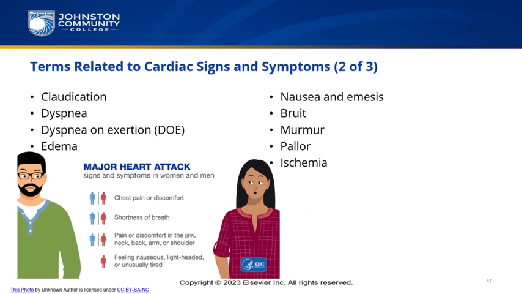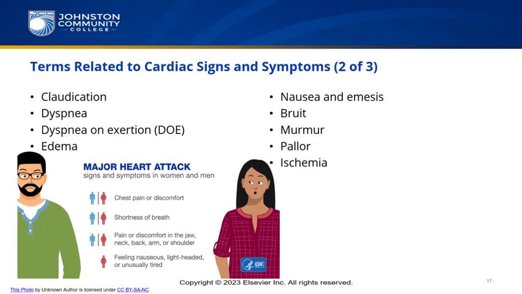Here we have some more symptoms. Claudication is a cramp-like pain in the calves caused by poor circulation in the leg muscles. Then we have dyspnea. Dys is our prefix for difficult, and then pnea means breathing. So dyspnea on exertion, which is abbreviated DOE, is difficult and or painful breathing when effort is expended. Then we have edema, which is abnormal accumulation of fluid in the interstitial spaces of tissues.